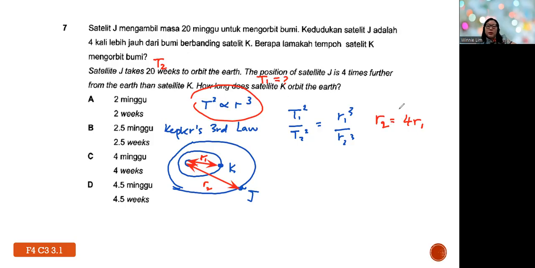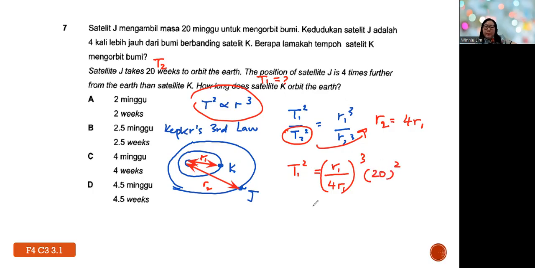Since you have this relationship already, you can sub into the equation. T1 is unknown, so we write that, and later you can bring this over. You can straight away press the calculator. Your R1 remains R1, your R2 is basically 4R1. Because they are cubed together, you bracket and cube together, and then multiply with T2. T2 is 20, so you have 20 squared. Then R1, the same unknown, cancels out, so it becomes 1/4 cubed, then multiply with 20 squared.